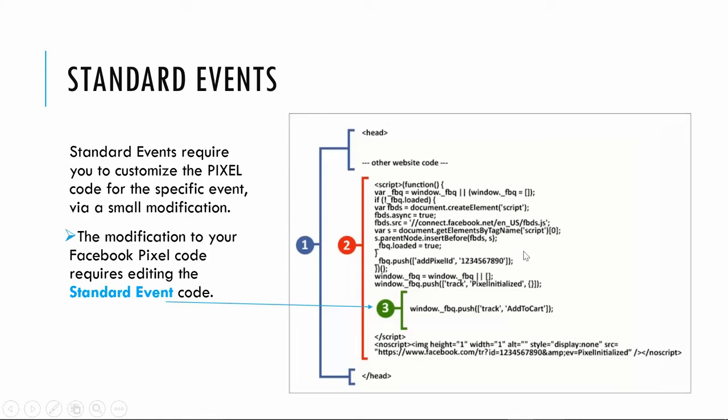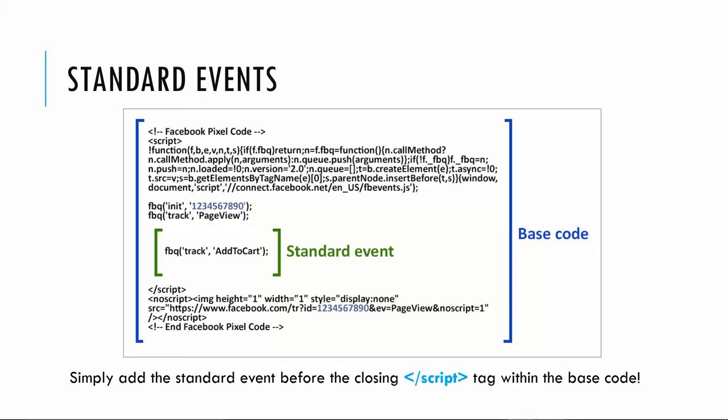So as you can see, I have my Facebook pixel code here. This is my standard event right here. The standard event is titled Add to Cart. So this would be in the head tag on my Add to Cart page. So when a user gets to my Add to Cart page, the pixel will fire because someone has fulfilled this action or standard event. So simply add the standard event before the closing script tag within that base code.